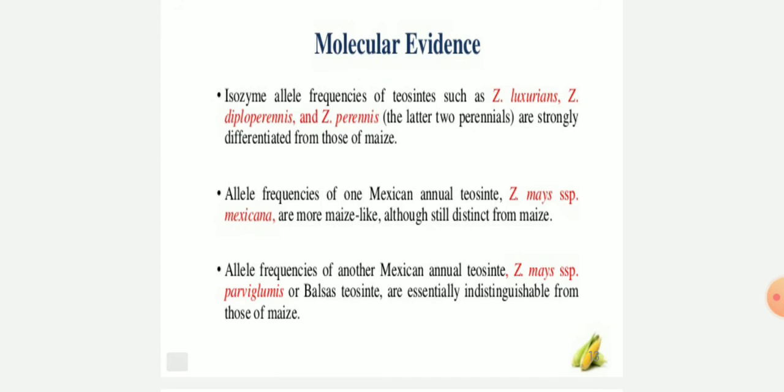The molecular evidence includes isozyme allele frequencies of teosintes such as Zea luxurians, Zea perennis, and Zea diploperennis, which are strongly differentiated from those of maize, being the two perennials. The allele frequency of one Mexican annual teosinte, Zea mays subspecies mexicana, is more maize-like, although still distinct from maize.